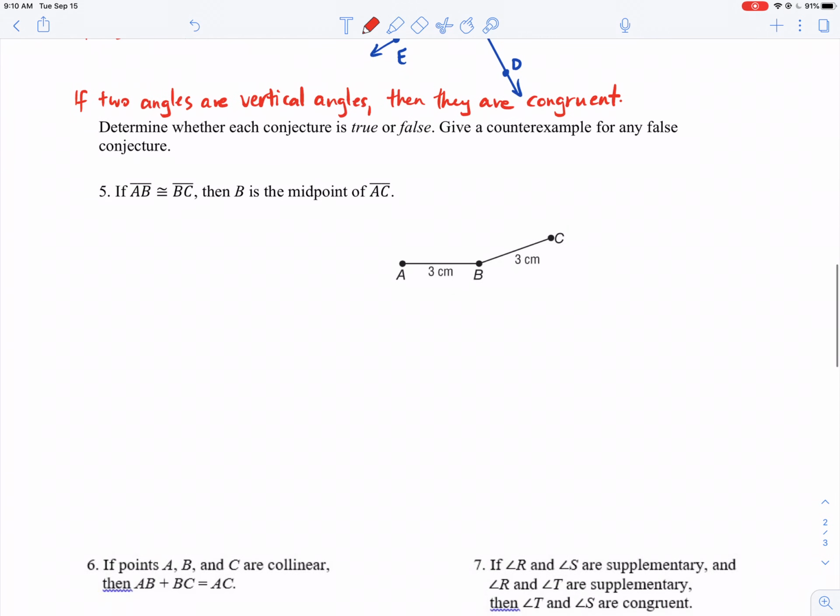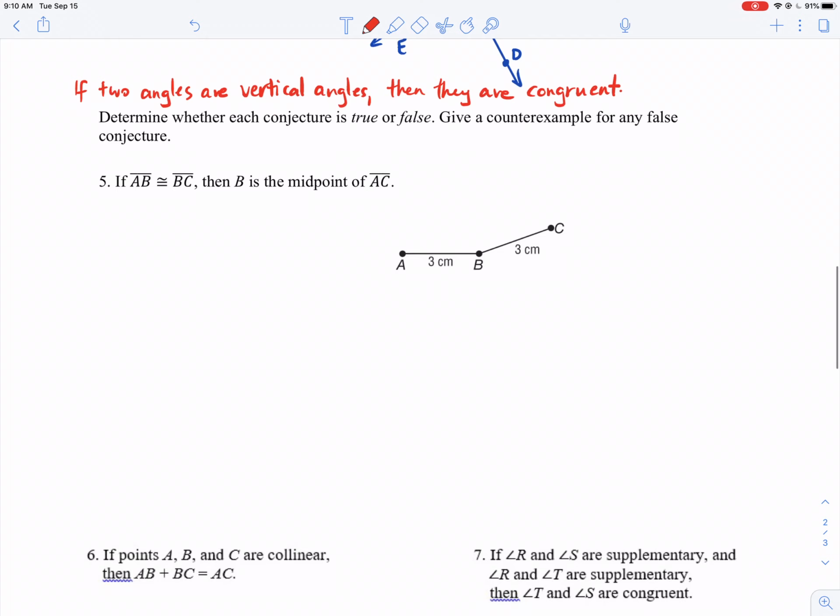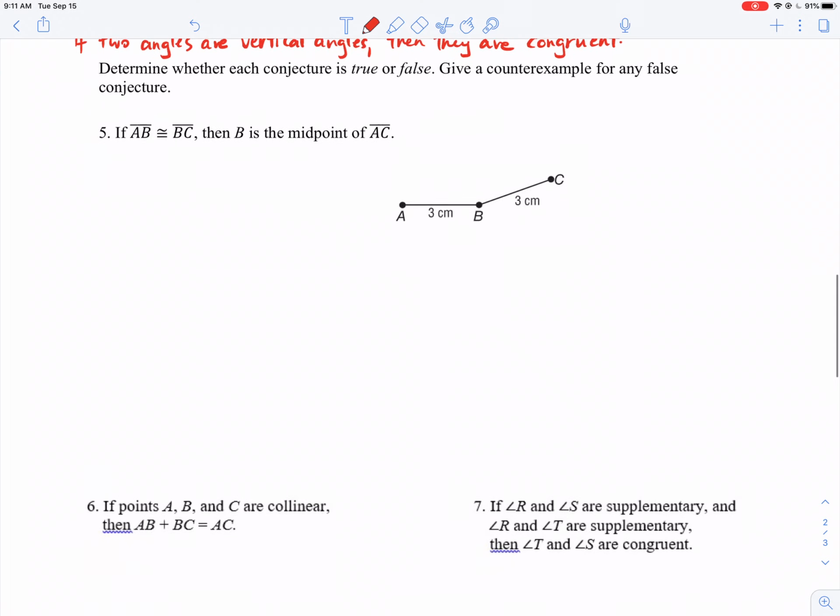All right, so for these next ones, we're just going to determine if the conjecture is true or false. And if we think it's false, we have to give a counterexample for any false conjecture. All right, so here we go.